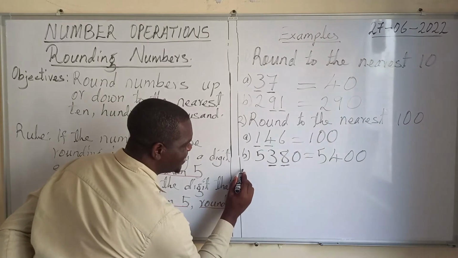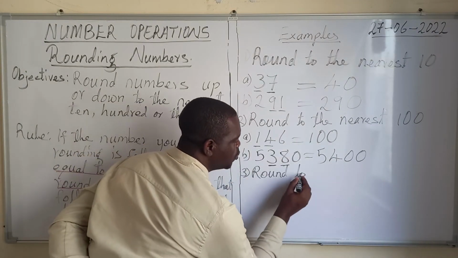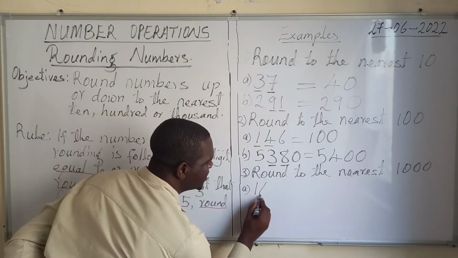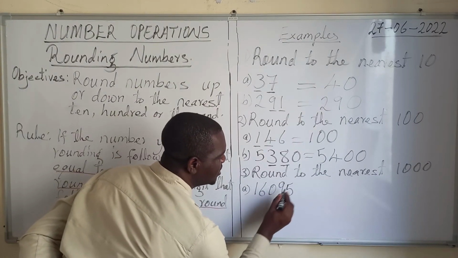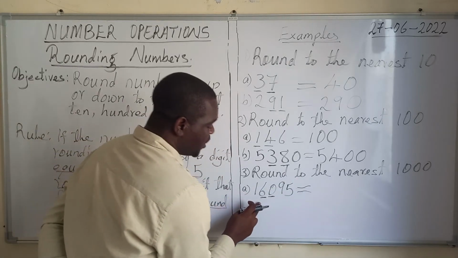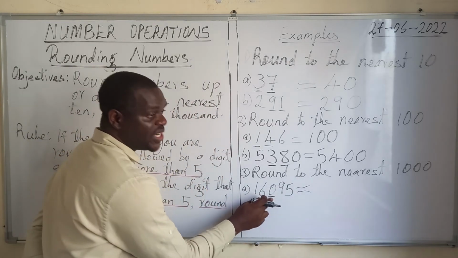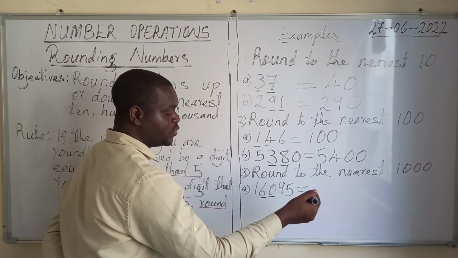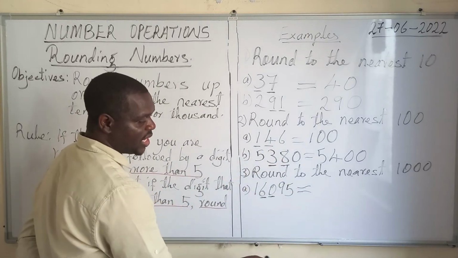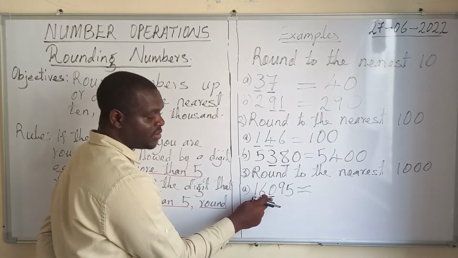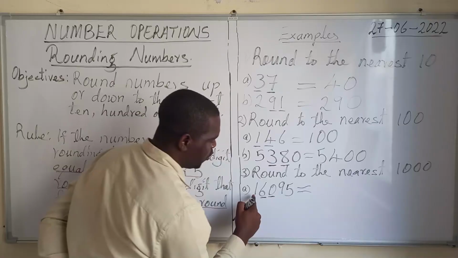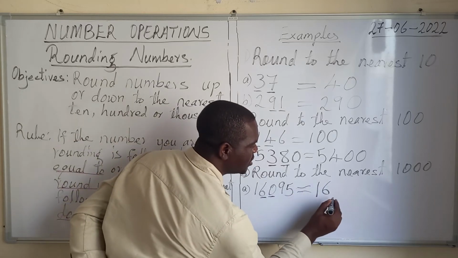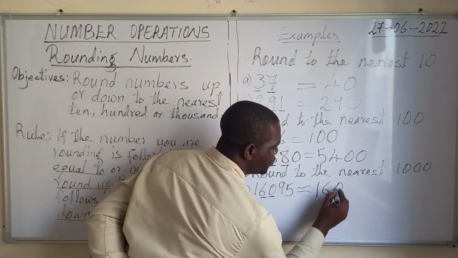Let's look at the third example. Round to the nearest 1,000. A, 16,095. Our focus will be on the 1,000 and 100 digits. If the 100 digit is more than 5 or equal to 5, you round up. If it's less, you round down. So in this case, we are going to round down because it is less than 5. 1 remains 1, 6 has not changed because we've not added anything, and all the rest become 0.